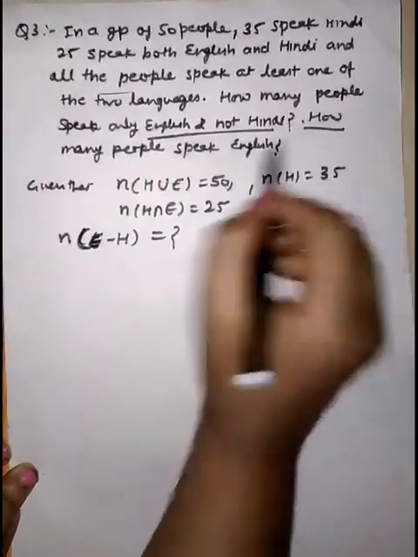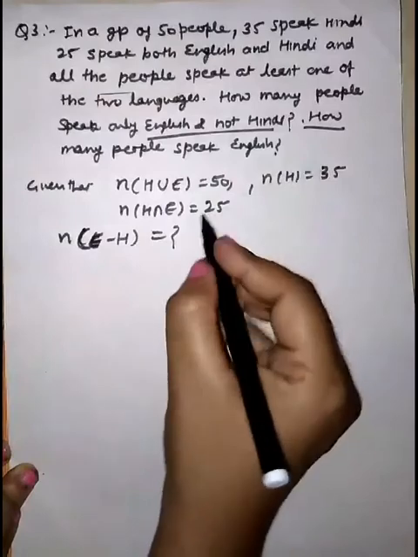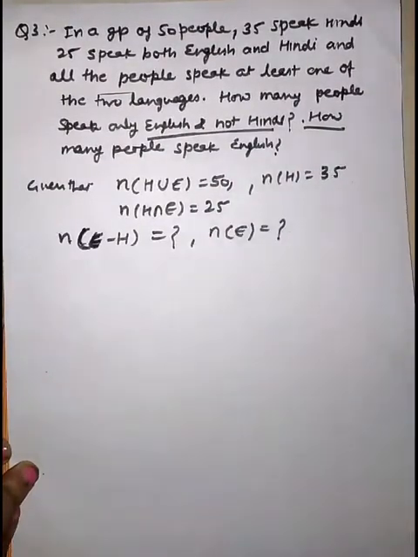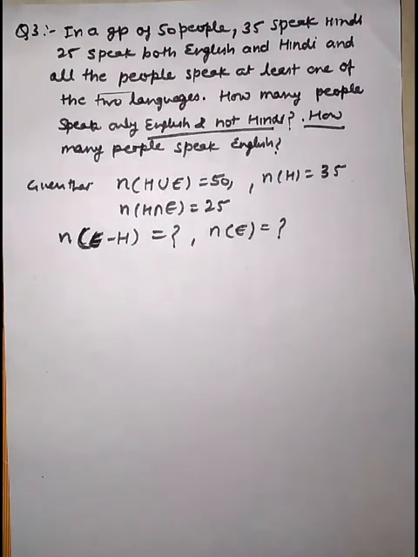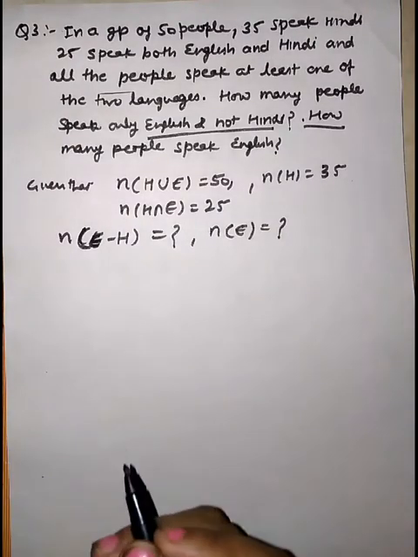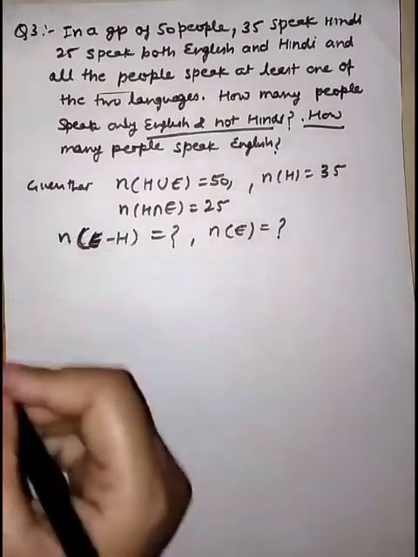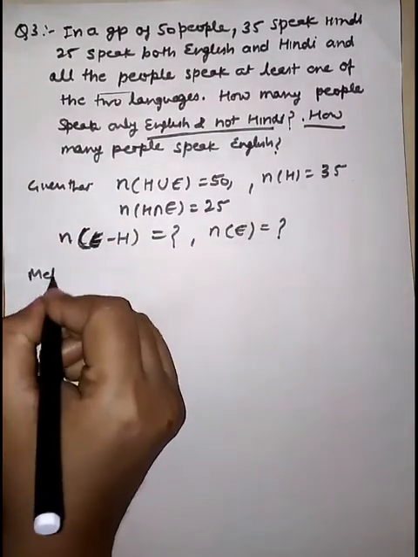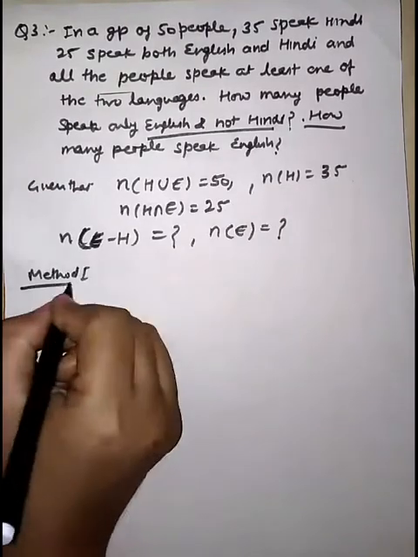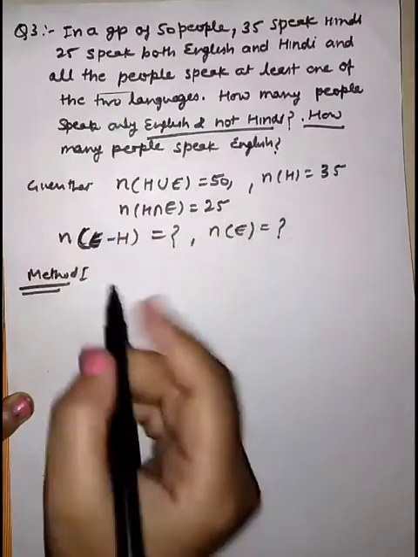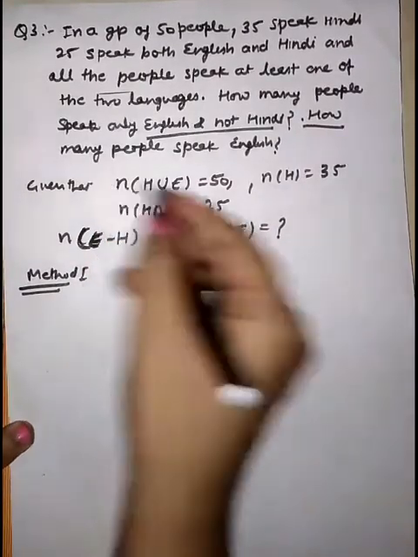And for the second one, how many people speak English, you have to find n(E). So friends, there are two methods, as I told you before. The first one is using the result, and the second one is using the Venn diagram. So let's solve both methods. First one is method 1, using results. So what is the formula for this?